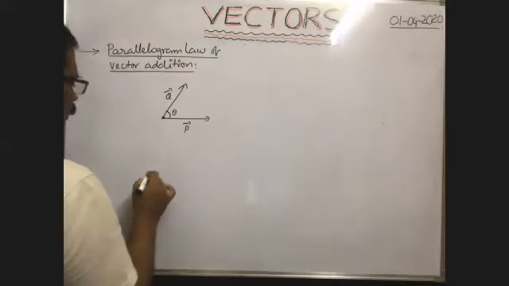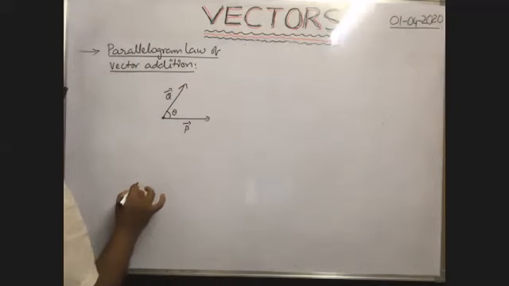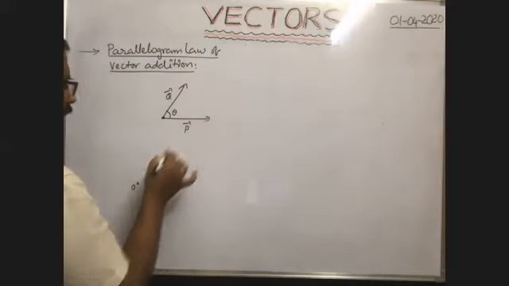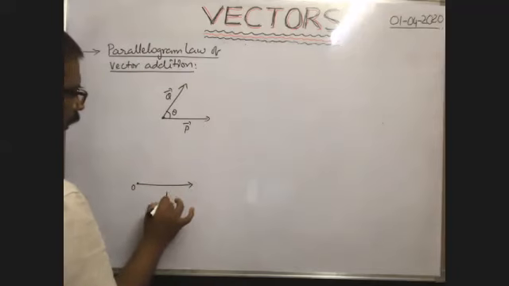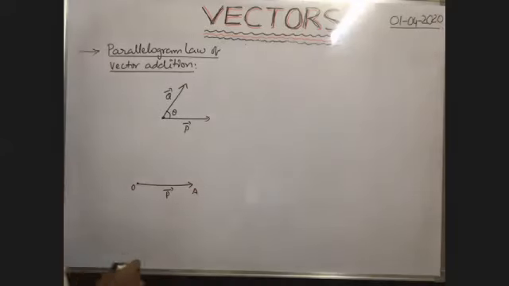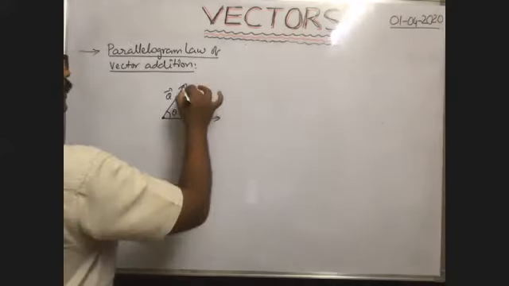To use the parallelogram law of vector addition, first you choose a point O, and from that point O you draw a vector parallel to the given vector p bar. This is OA. So the given vector is represented like this.